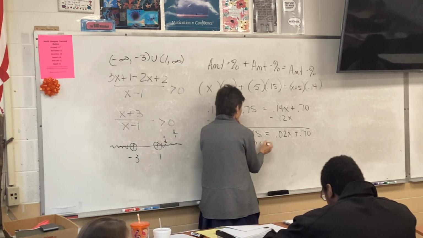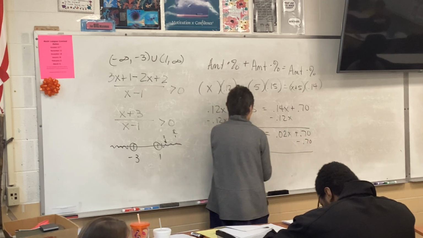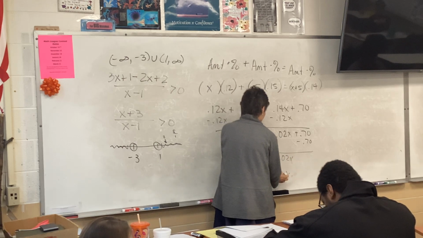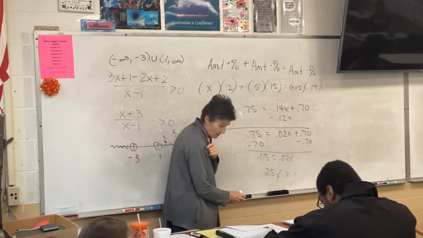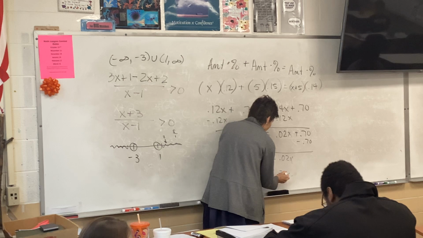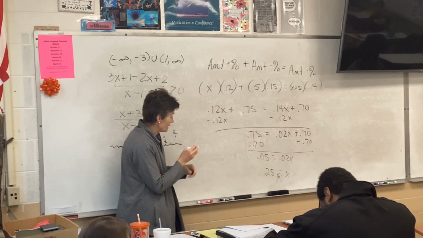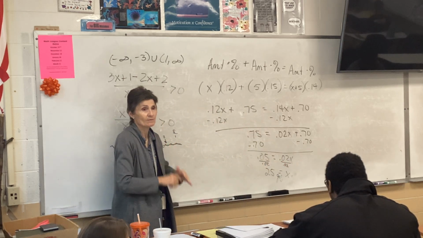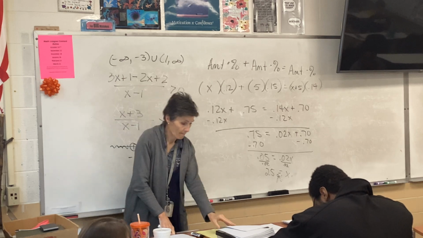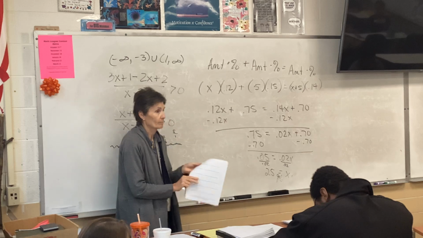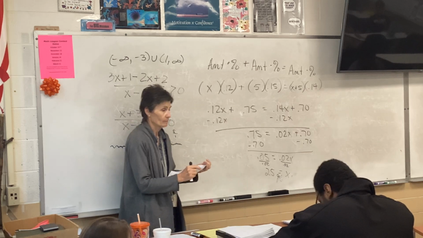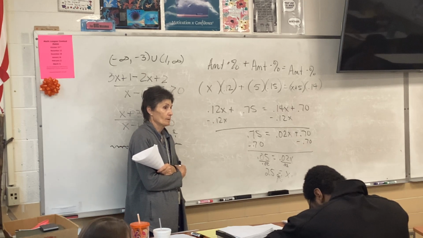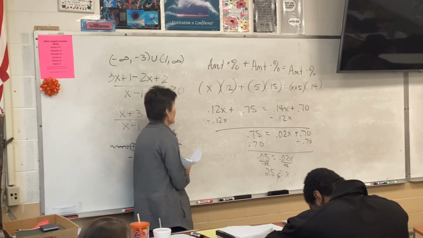And I'll subtract the 0.7, and the same thing's going to happen. It's going to be 0.05. And I got, was it gallons? 2.5 gallons. We always label our answers when we have a word problem. And when I divide it by 0.02, I got 2.5 or 5 halves gallons. Okay? All right, we got another one.